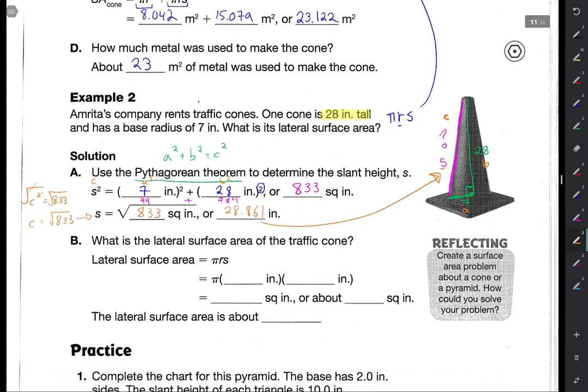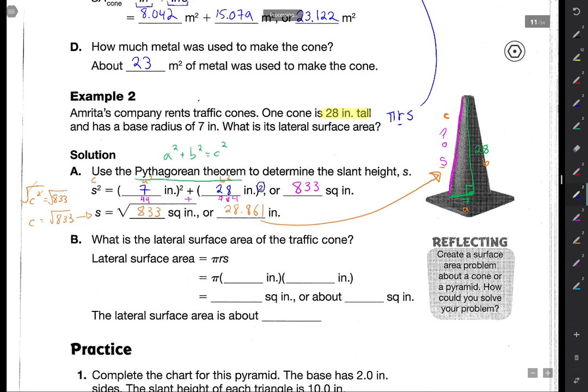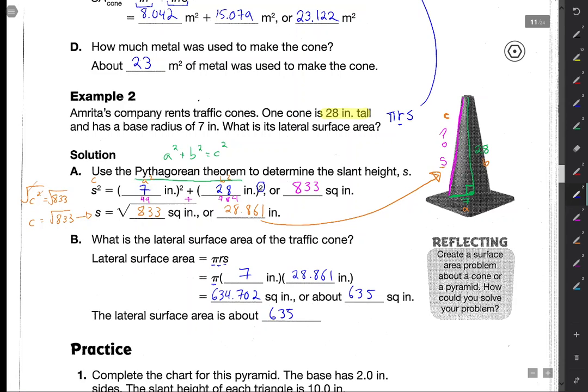Now they want us to calculate the lateral surface area, and we have every part we need to do that. So pi, that's just a button in our calculator. Then the radius we know is 7. And then we just figured out the slant height, which is 28.861 inches. If we multiply all of those together, pi times 7 times 28.861, we get 634.702 square inches, or about 635 square inches if we round that up. So the lateral surface area is about 635 inches squared, or square inches. Both of those mean the same thing.